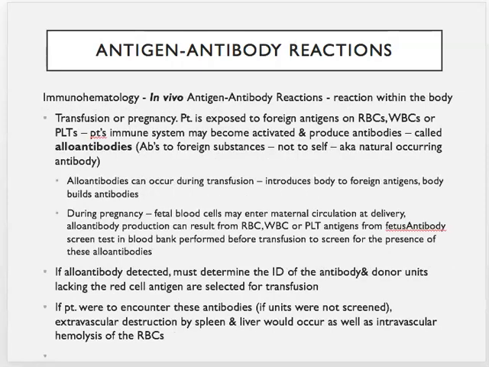It can occur during pregnancy, where fetal blood cells can enter maternal blood circulation at the time of delivery. So allo antibody production can result from red cell, white cell, or platelet antigens from the fetus. Because of this, the moms get screened during their first trimester and can be treated to help prevent issues like anemia in the mom, or very high bilirubin levels in the baby.